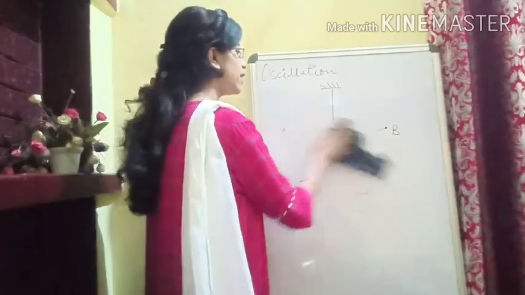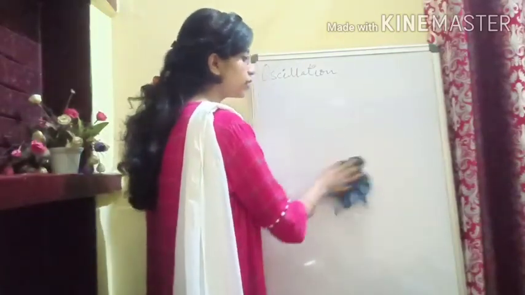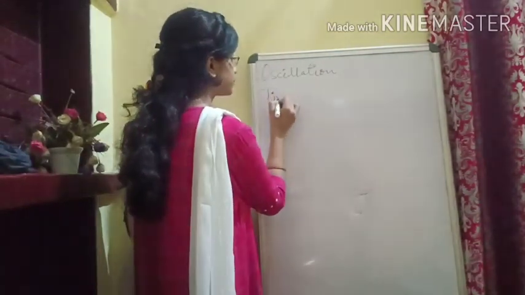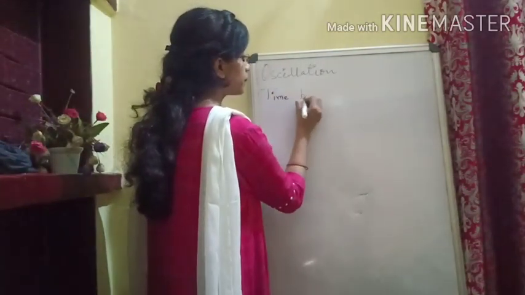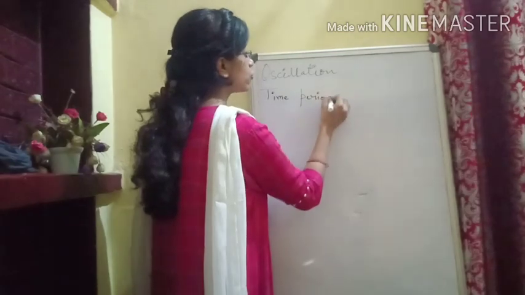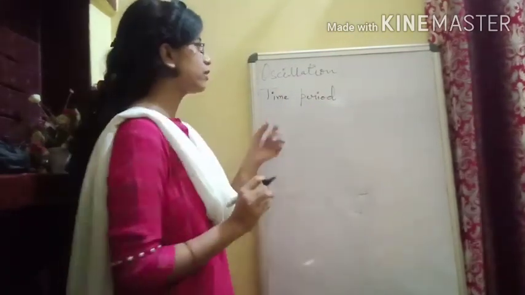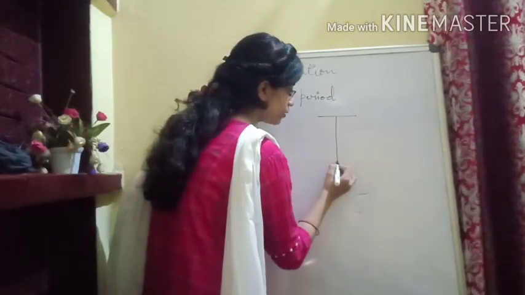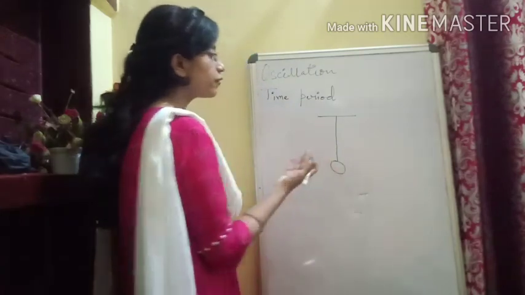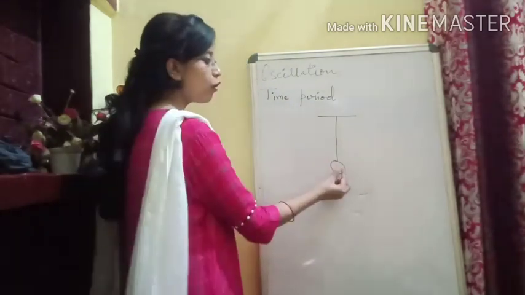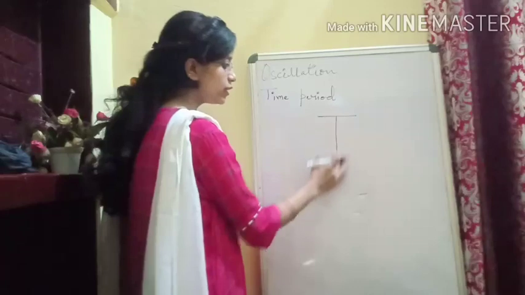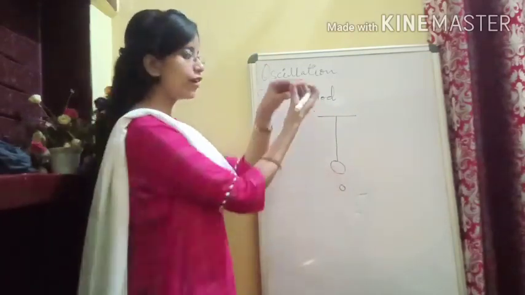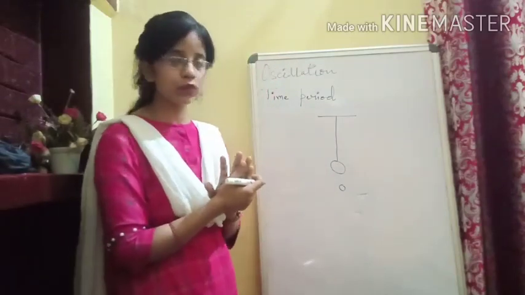Now our next thing is, what is the time period of a simple pendulum? Okay, now you know that we are talking about time period. See, if you take this simple pendulum, the bob is here at point O. By the way, this position, where it is resting, is known as its mean position.